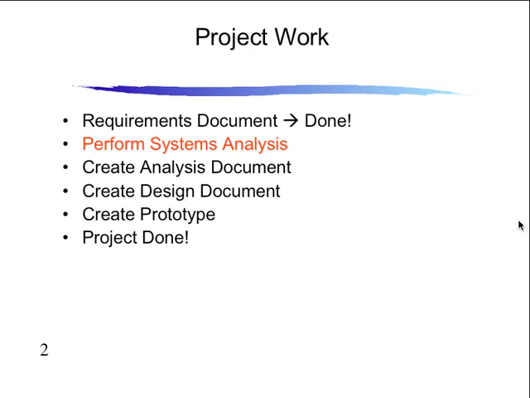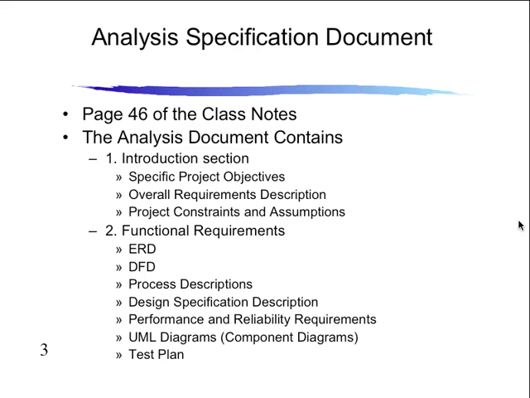Where are we? We've done the requirements document, hopefully. We're doing our analysis. So we're performing our systems analysis. We're performing or creating the design document. As I mentioned before, we're doing this analysis document, but it doesn't exist in the real world. It's our preliminary. It's our first draft of the design, if you want to think of it that way. And then the project will be done.